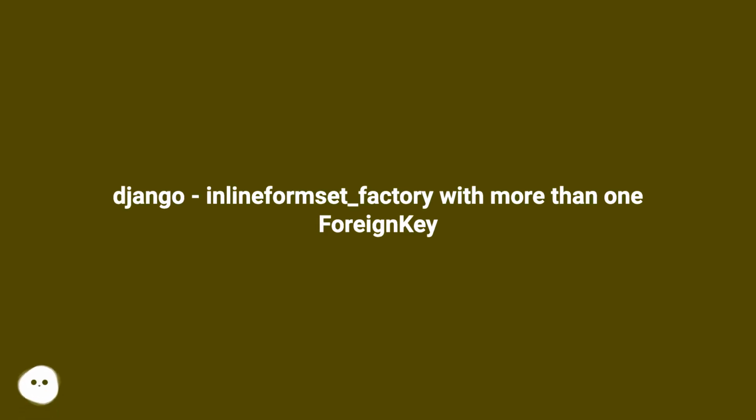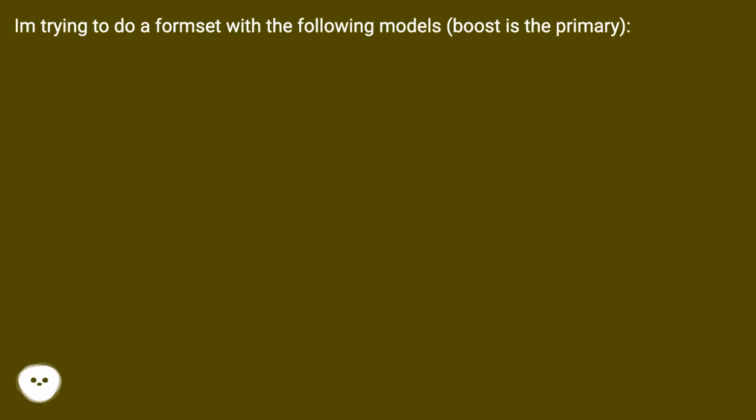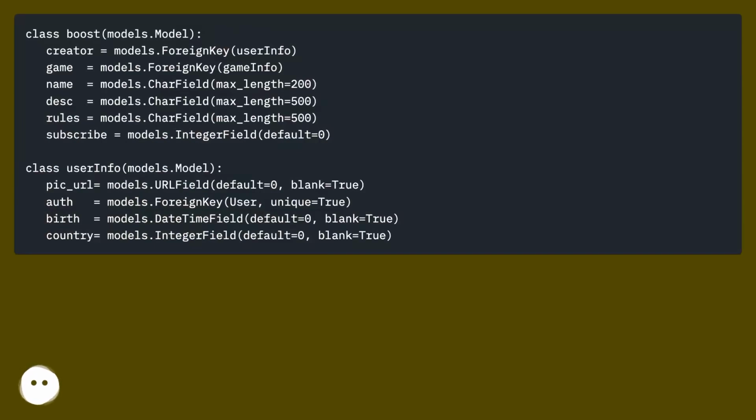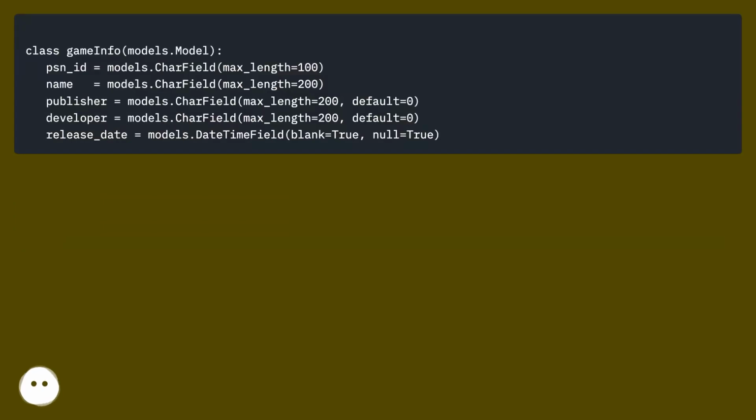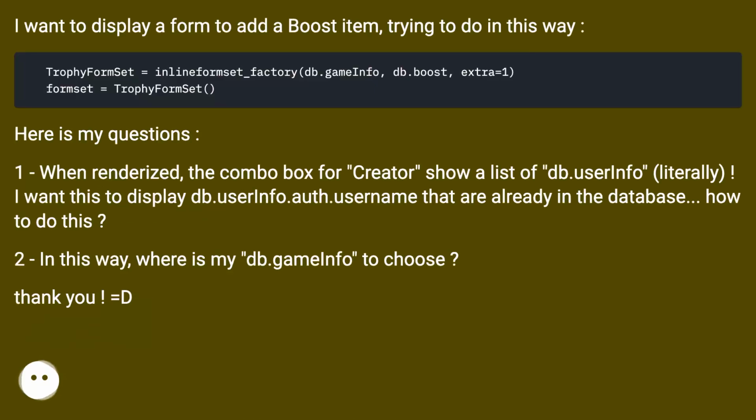Django, inline formset factory with more than one foreign key. I'm trying to do a formset with the following models, where Boost is the primary. I want to display a form to add a Boost item, trying to do it this way.